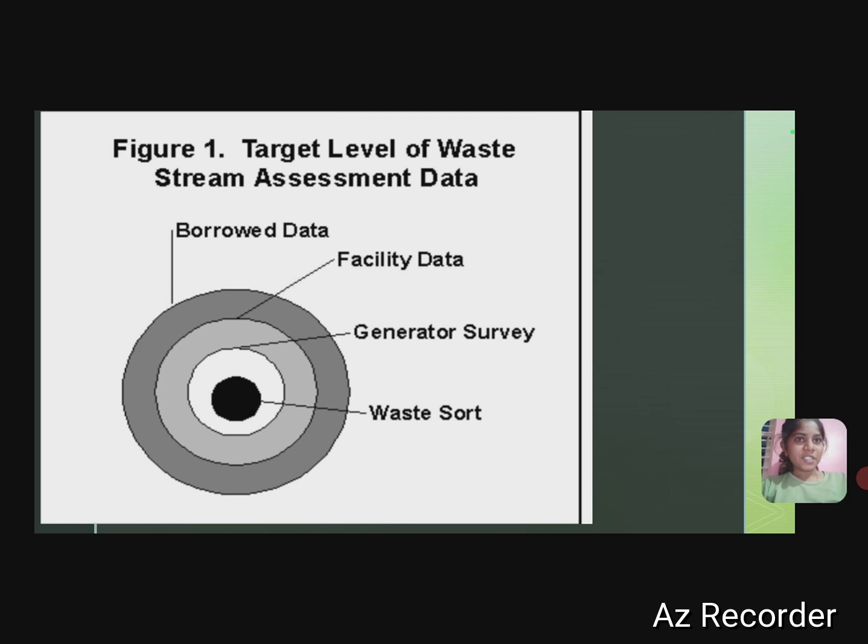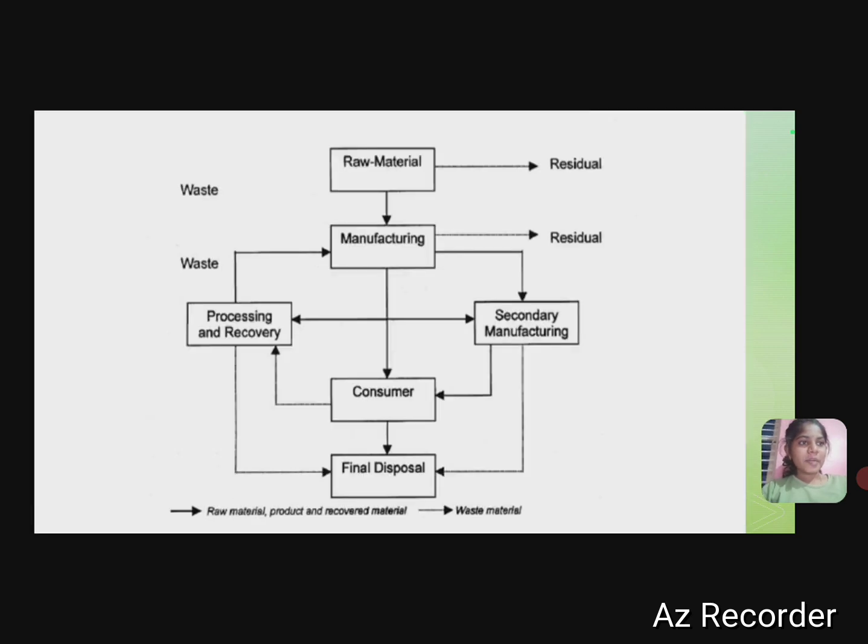At the target level of the waste stream assessment, the data can be borrowed data, facility data and generated survey waste sort. The raw materials, product and recovered materials will be converted into waste materials by the residual. Next, manufacturing. In the manufacturing it will be residual. There are two ways: the processing and recovering or secondary manufacturing. Then consumers: after the processing and recovery it will be the secondary manufacturing, and it will be converted into final disposal. So the raw material product and recovered materials will become waste materials.